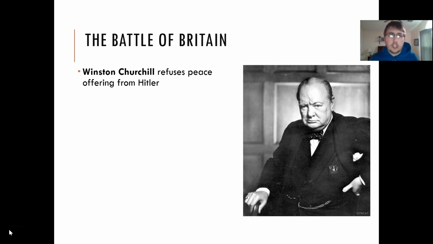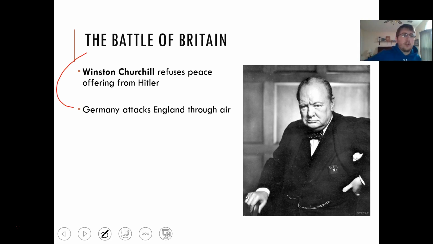Churchill, unlike Chamberlain, took a hard line with Hitler. He saw him for the threat that he was, and he refuses a peace offering from Hitler, which triggers the Battle of Britain, where Germany is going to attack England through the air, bombing runs that go every night for 6 to 9 months. Citizens in the major British cities have to go underground into the subways to be safe from these bombing runs. This event is also called the Blitz.